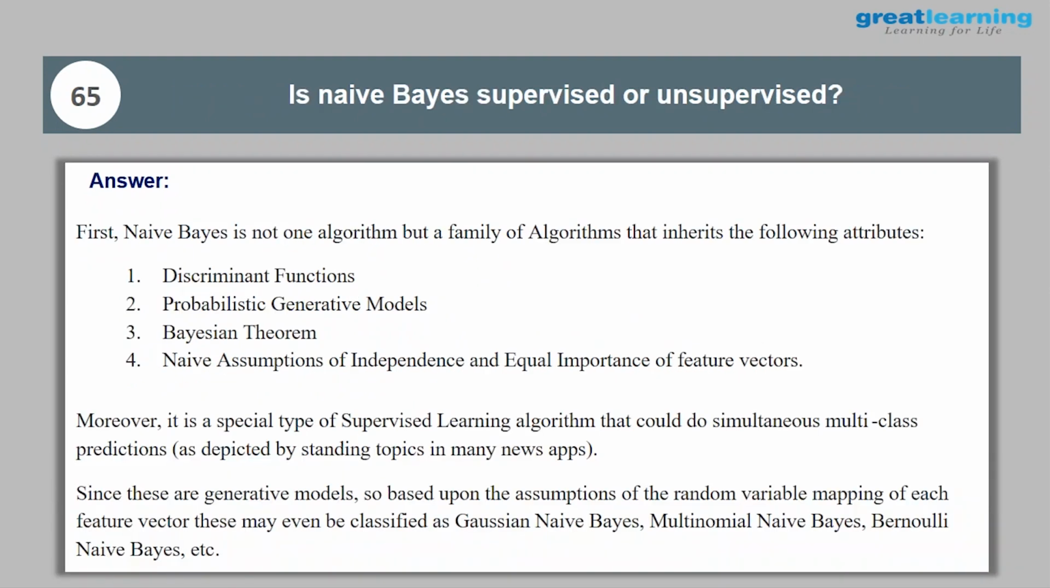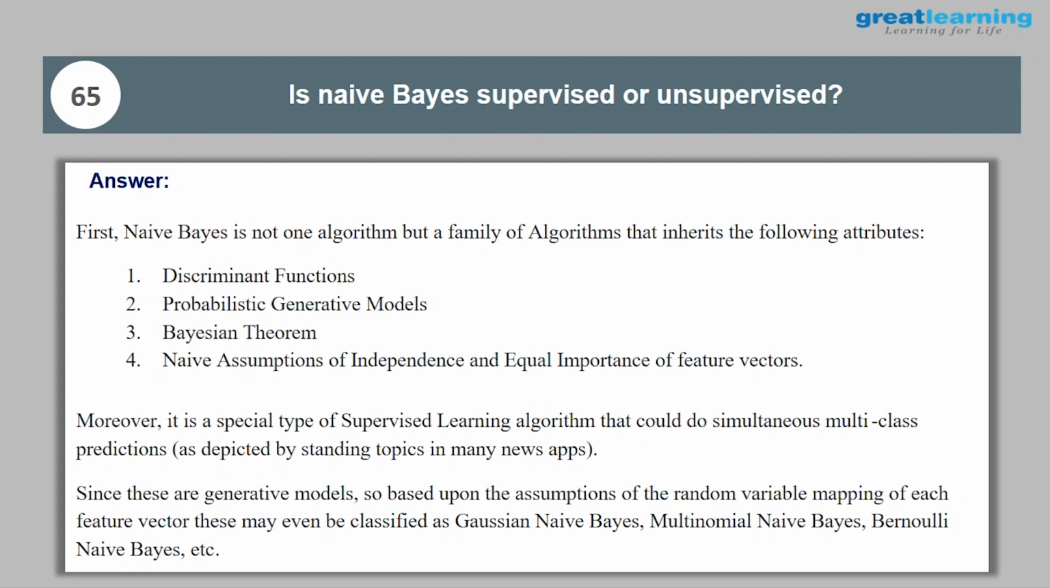Now let's have a look at, is naive Bayes supervised or unsupervised? First, naive Bayes is not one algorithm but a family of algorithms that inherits the following attributes: discriminant functions, probabilistic generative models, Bayesian theorem, naive assumption of independence, and equal importance of feature vectors.